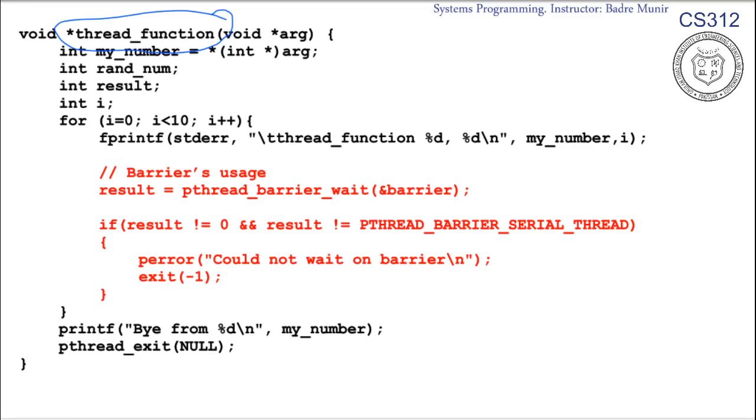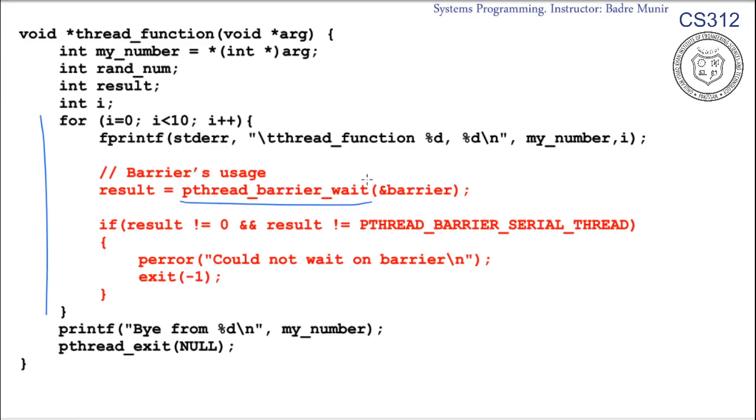First of all, keep in mind that we are looking at the code of the thread function. This code is running in 6 threads. That means all 6 threads have a separate copy of this function executing in them. Therefore, this for loop is executing in 6 different threads.